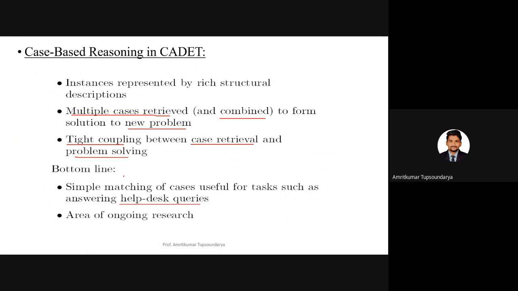Why? Because the solution to this depends on the query, right? It depends on a particular case. So depending on that case, the answer will be formed. So simple matching of cases is useful for tasks such as answering help desk queries. And the other areas are still ongoing research, as mentioned here. Right. So that's all about case-based reasoning in this particular CADET, which is basically the system which employs case-based reasoning.